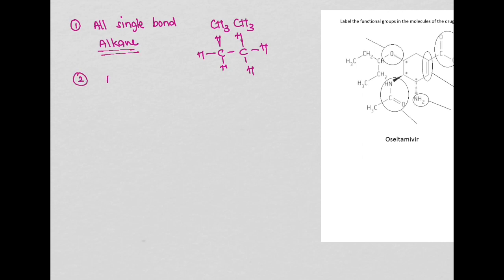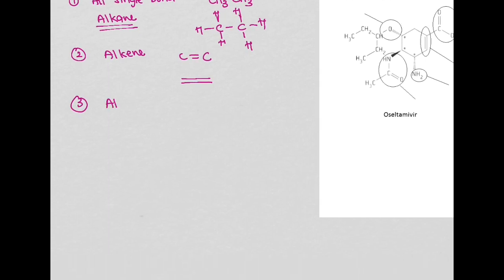You have alkenes. In alkenes, you will have a CC double bond. Sometimes you will not see the H's, so it's just going to be represented like this. So you will see a double bond there in the structure. You know it's an alkene. You have alkyne. Alkyne is when you have a triple bond, so C triple bond C. So this is what you will see. You just see a triple bond like this.